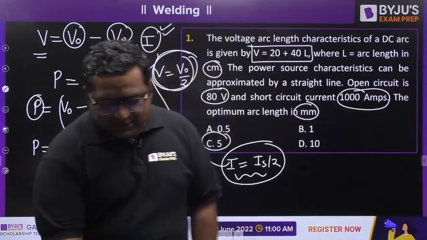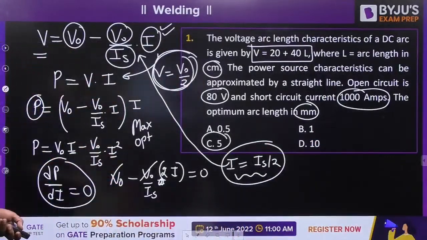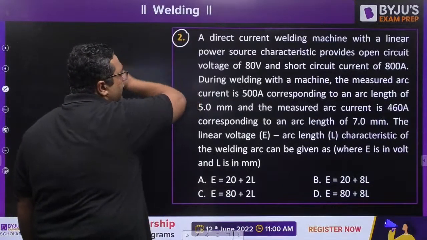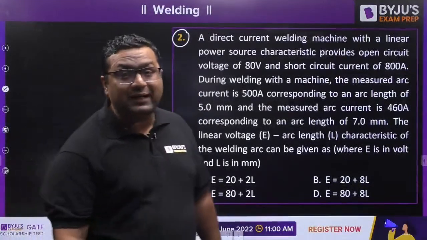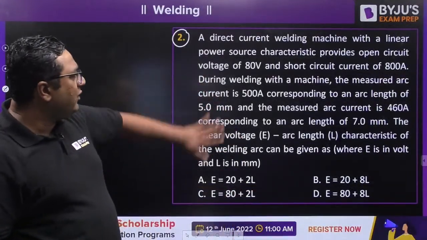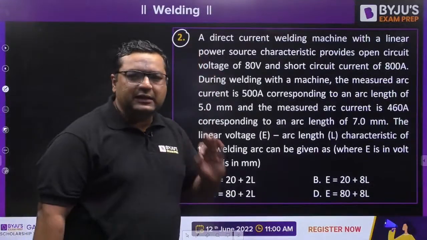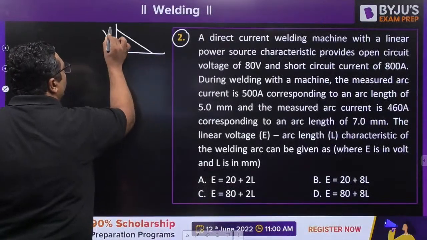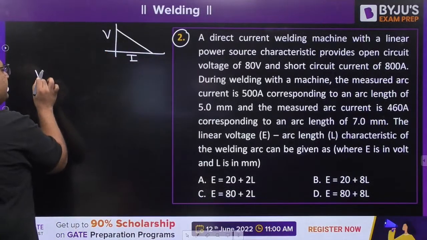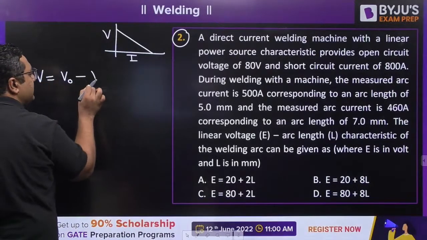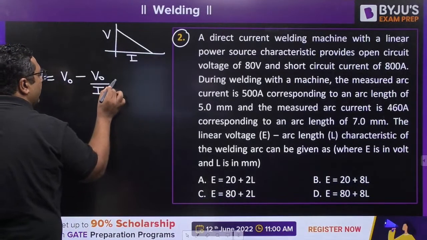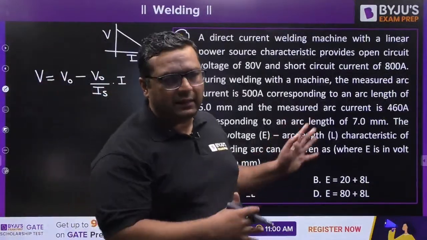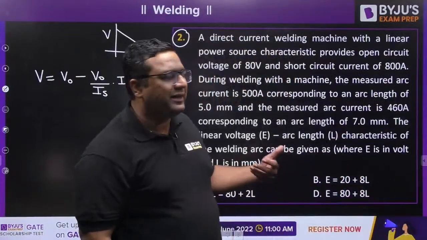So let us move to the next problem guys. This was the first question we have solved. So my dear, this is the second question: a direct current welding machine with a linear power source characteristic. When they say linear, they mean that this equation is valid: V = V naught minus V naught by IS into I. Yesterday we have seen this equation in great detail, and how it is coming.